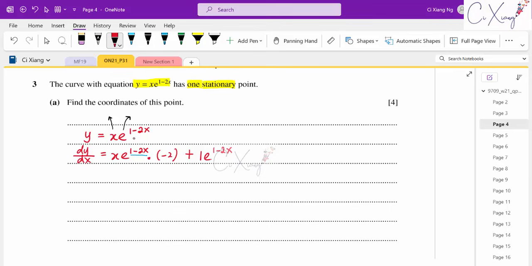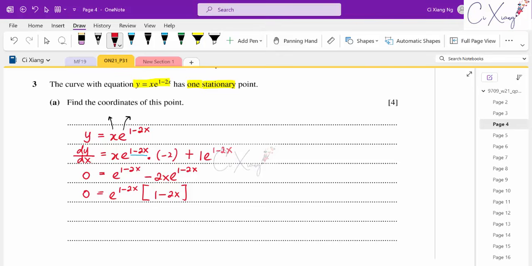Then for the second step, after you have found dy/dx, you need to let dy/dx equal to 0. So I let it equal to 0, and then I simplify this term. I will have e power 1 minus 2x, minus 2x e power 1 minus 2x. If I want to solve this equation, I realize that I can factorize out e power 1 minus 2x first. Then I will have 1 minus 2x in the other bracket.